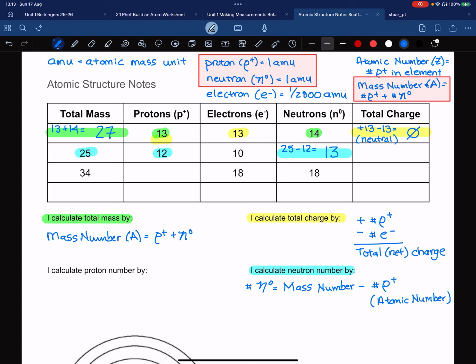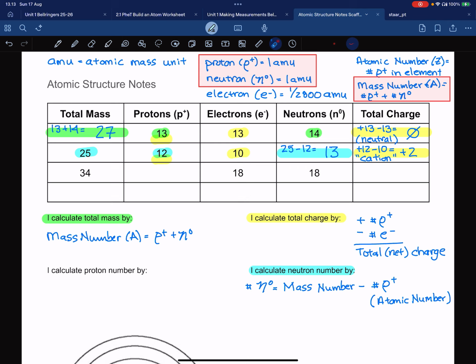And again, I'm going to do total charge by doing protons minus electrons. So positive 12 minus 10 is equal to positive 2. Now that positive 2, that is a positive ion that has a name. We call those a cation. And the positive looks like a T, and that's how you can remember that.